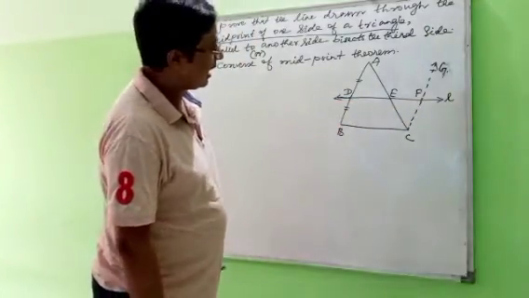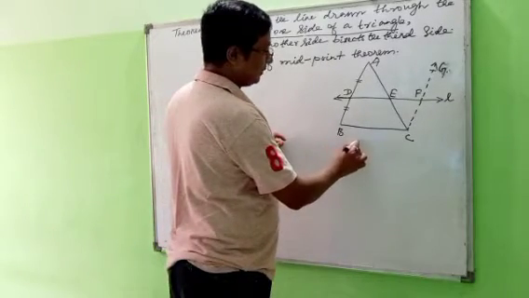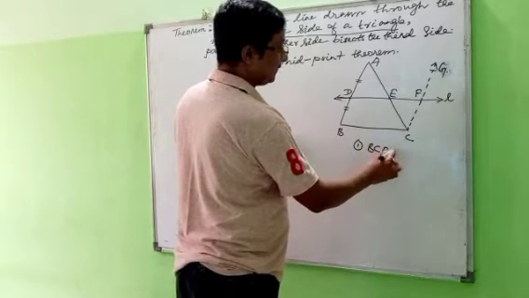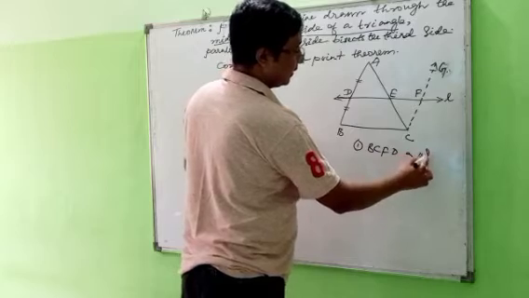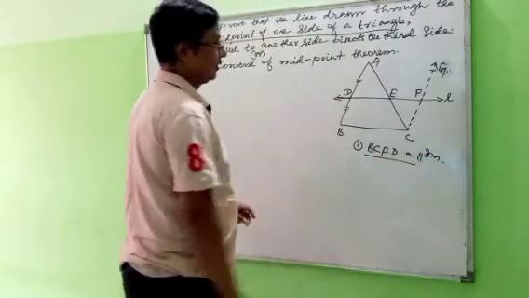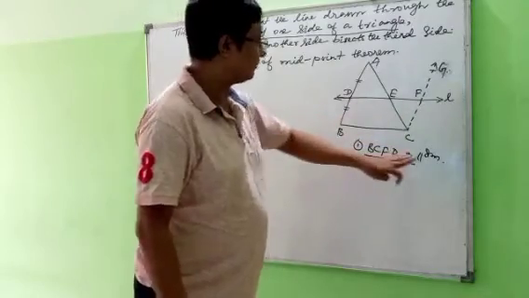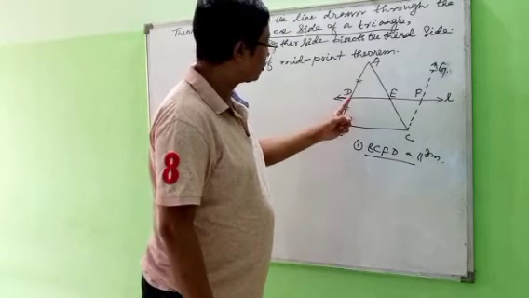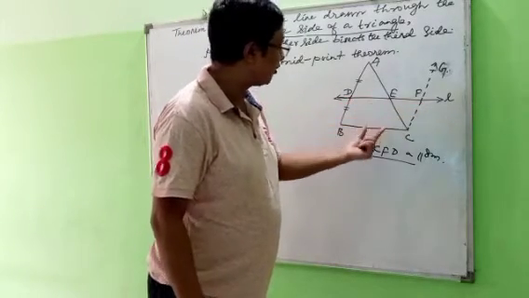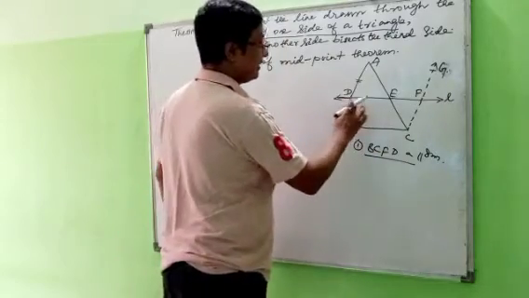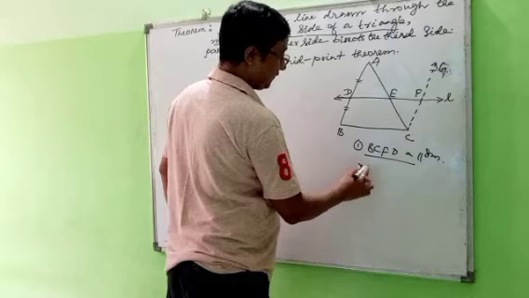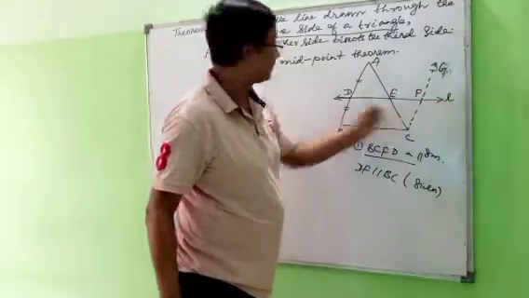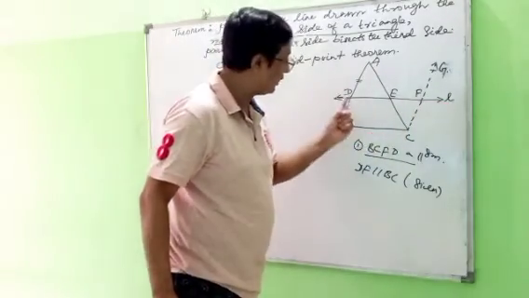Now how to proceed? Our first step will be to make BCFD a parallelogram. How to make this? Since it is given that through this point D, the line L is drawn parallel to BC, that means DF is parallel to BC. This is given, because the line L is parallel to BC.